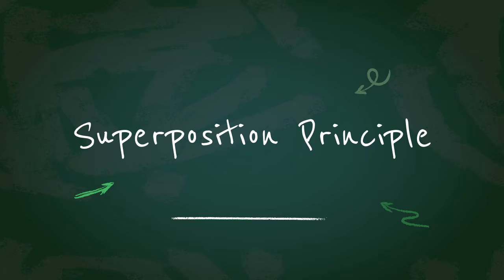Hi, in this video, we will talk about the superposition principle. In electrostatics, we have electric forces wherein objects or particles exert an electric force on other charged particles, and sometimes there are more than two particles interacting with each other. And with that, there might be more than one electric force exerted on a particle.